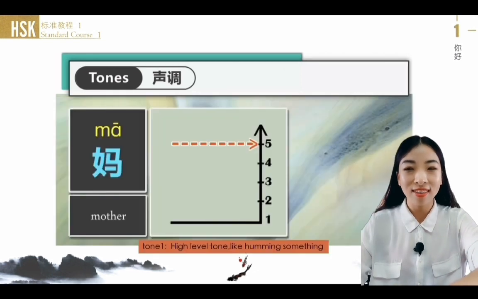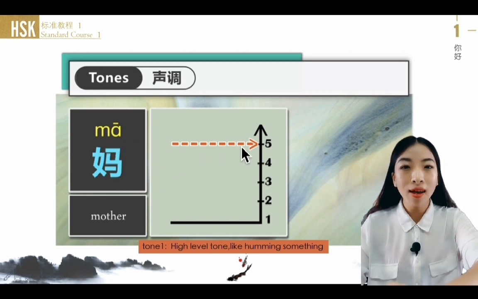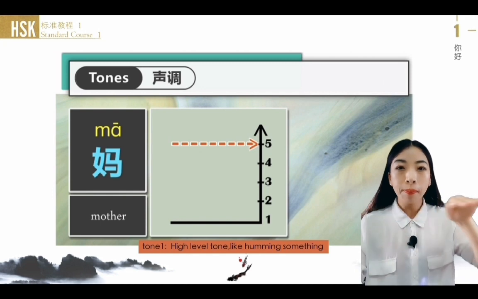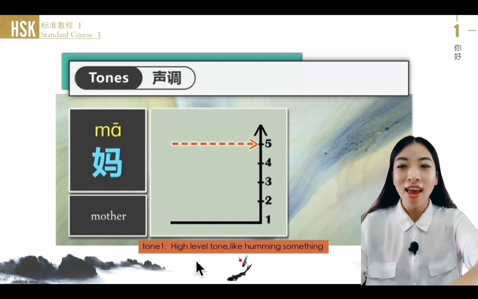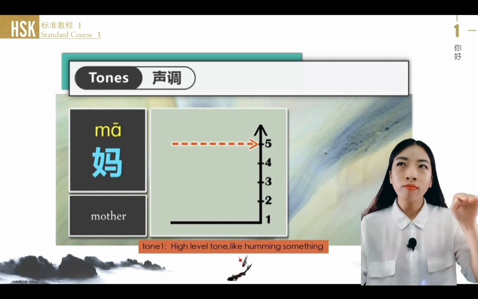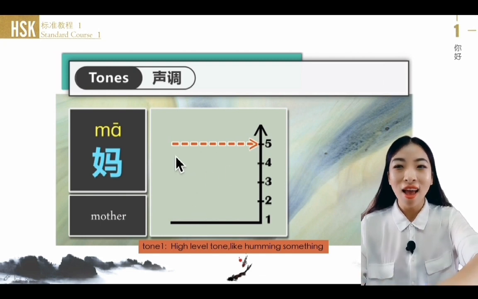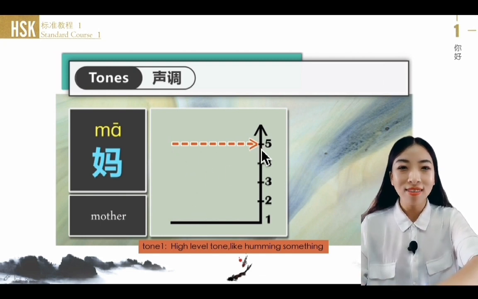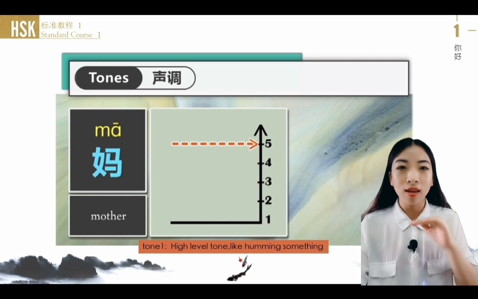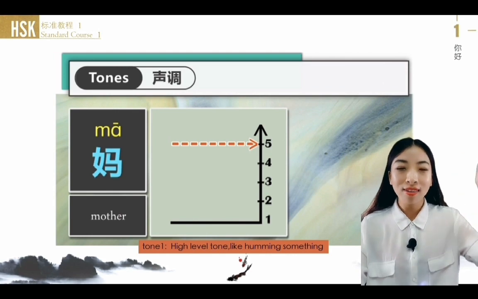Let's see. The first tone, ma, ma, ma. It's a high level tone, like humming something. It's also like when you sing do, re, mi, fa, sol, ma.